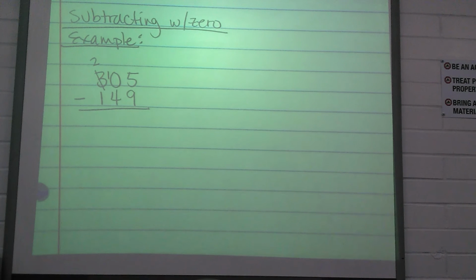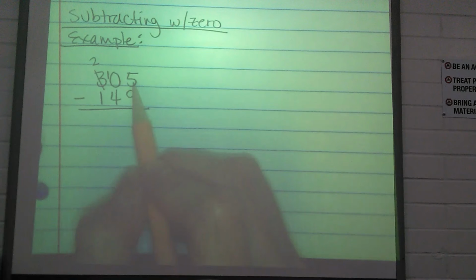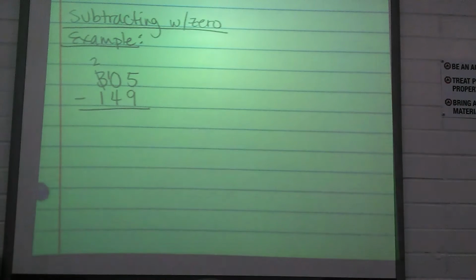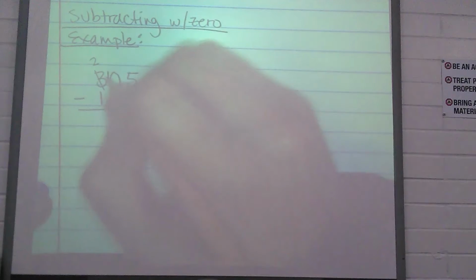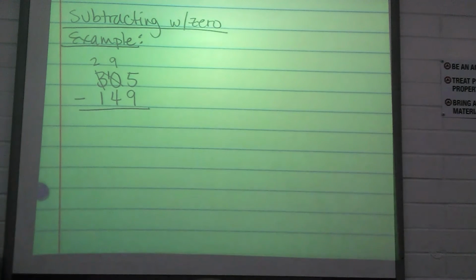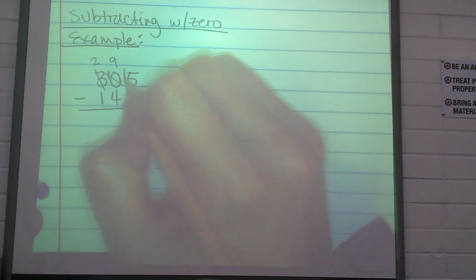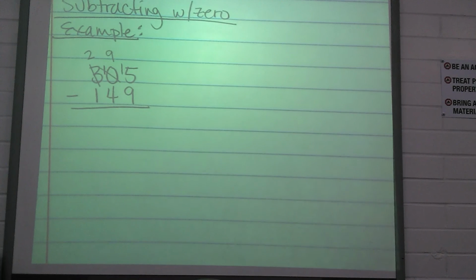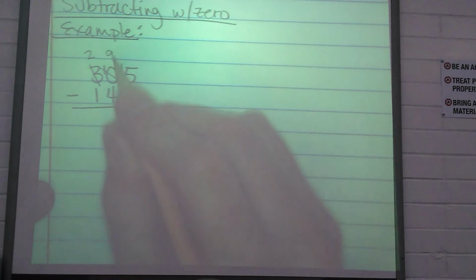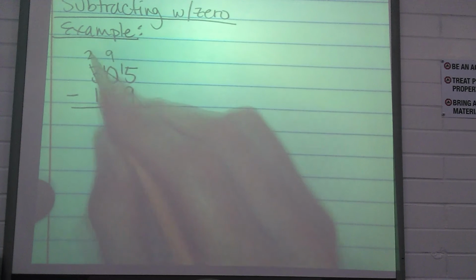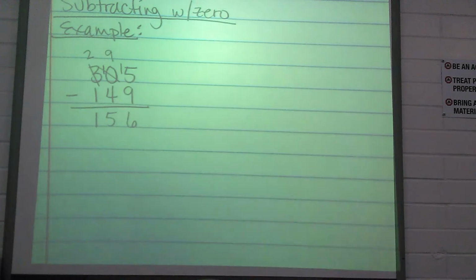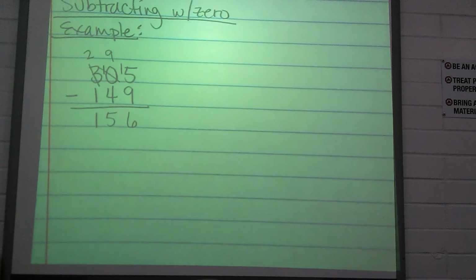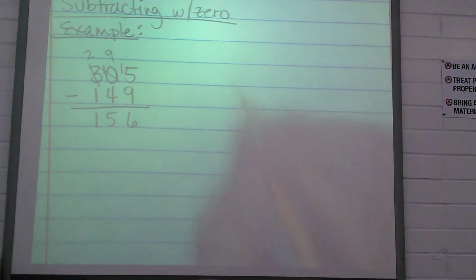This is the step that people forget. Make sure you make that 0 a 10 first. Now, can the 5 borrow from the next door neighbor there? Absolutely. So that 10 becomes 9, and 5 becomes 15. I'm going to zoom in a little bit more. 15 minus 9 is 6. 9 minus 4 is 5. 2 minus 1 is 1. Very good. Okay, I'm going to put up another example, and I want you to solve this one on your own. So once you write it out, pause the video and check your work.